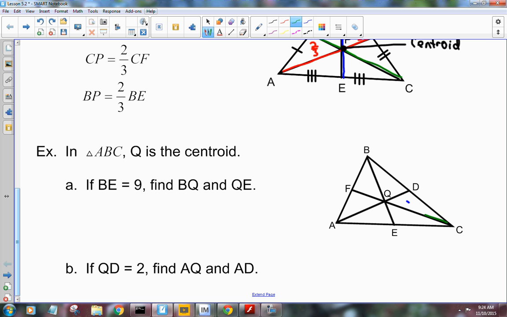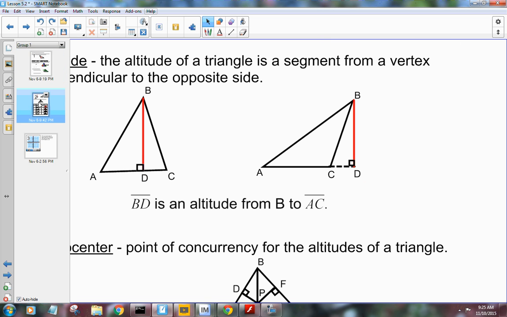This time, let's do this one. And I'm going to tell you, say this right here is 10. So if QC is 10, what could I find? FQ, which is going to be half that, which is 5. So then the whole thing is going to be 15. Alright, so that's the relationship within the centroid. It's the center of gravity, and it's got the 2/3, 1/3 relationship. Okay? We'll come back to that in just a second.